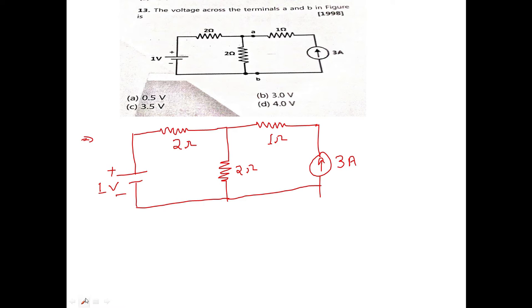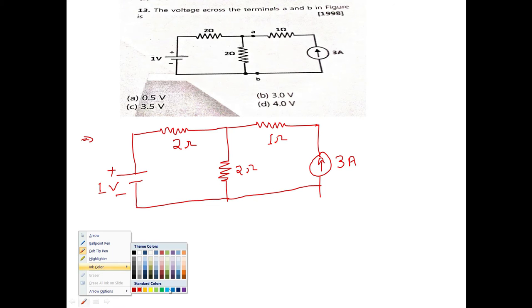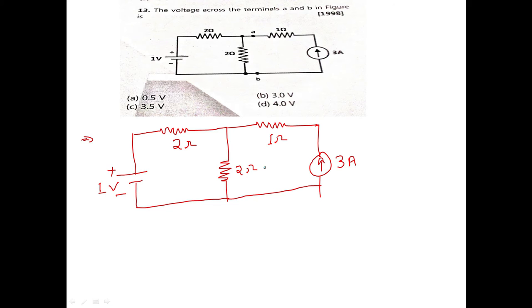So now what do we have to calculate? We have to calculate the voltage across the terminals A and B. So how do we calculate the voltage across A and B? By using nodal analysis, we can calculate it. So what are the steps? We have taken this one node, and we have taken this as a reference node.